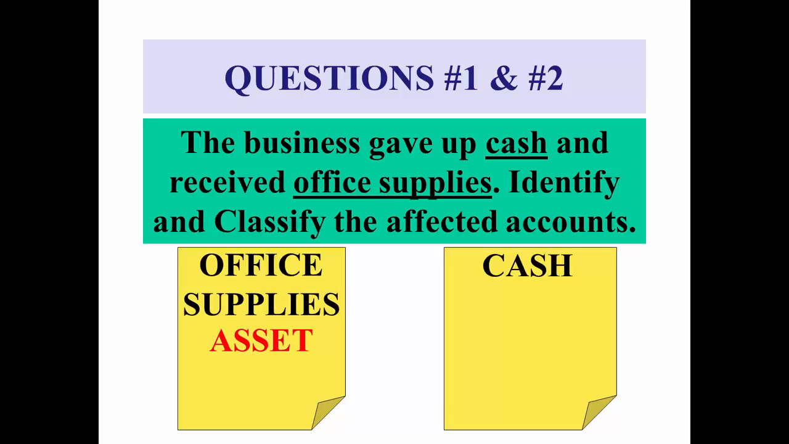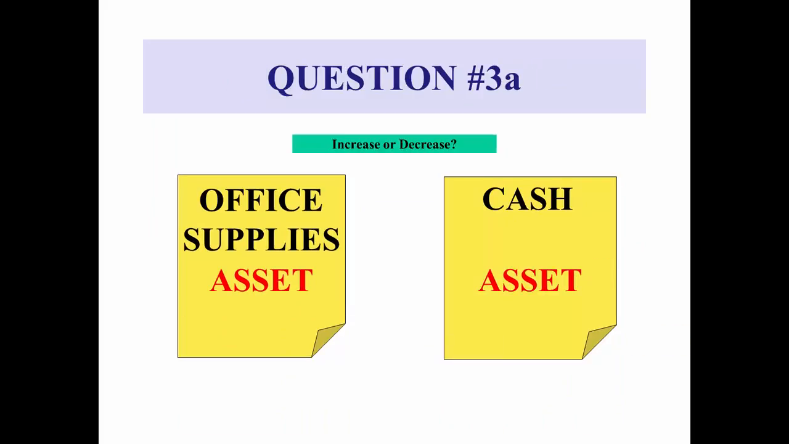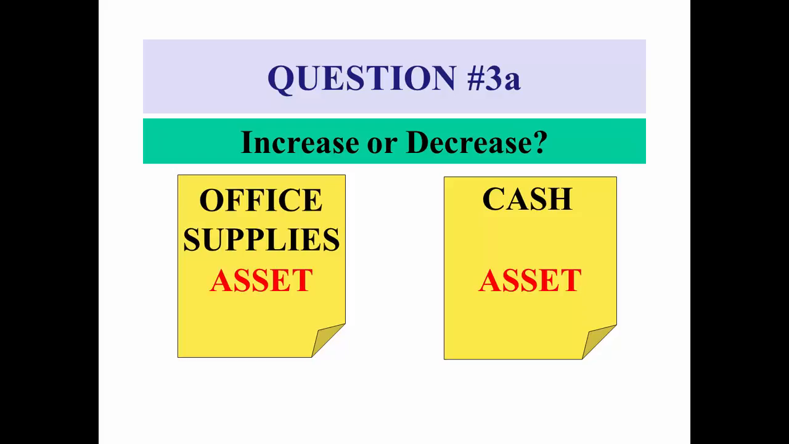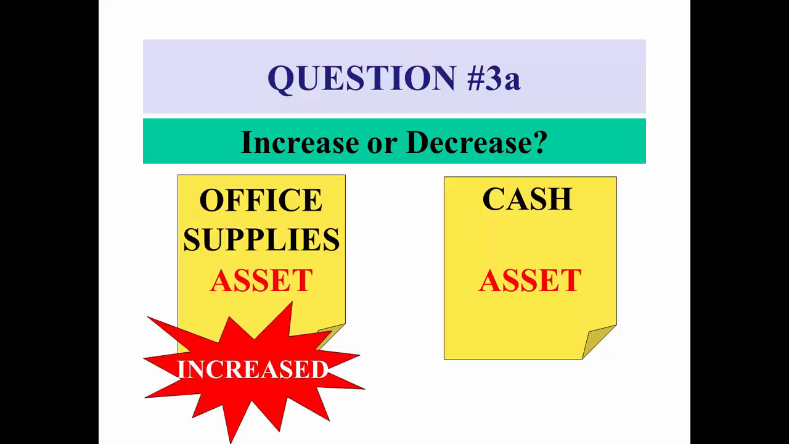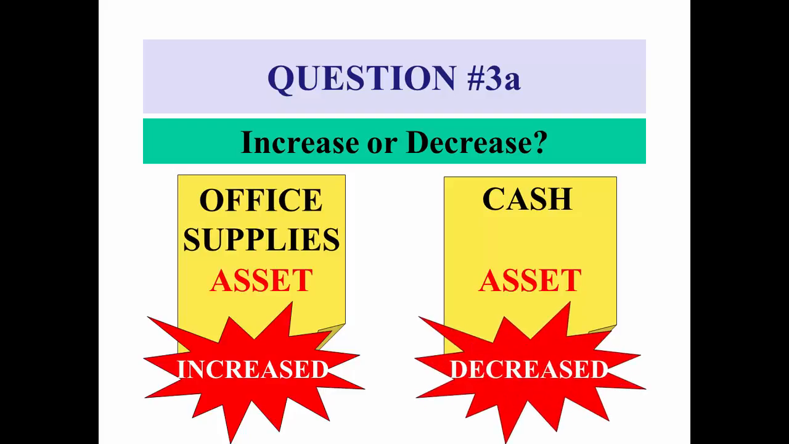Then we say, what kinds of accounts are these? Office supplies is an asset and cash is also an asset. Now we go to question 3. We go back up to the top and say, do we have more or less cash than we did 5 minutes ago? Okay, we spent it out, so we have less. And do we have more or less office supplies than we did 5 minutes ago? Well, 5 minutes ago we didn't have any office supplies, and now we do. So we have an increase in the office supplies and a decrease in the cash.